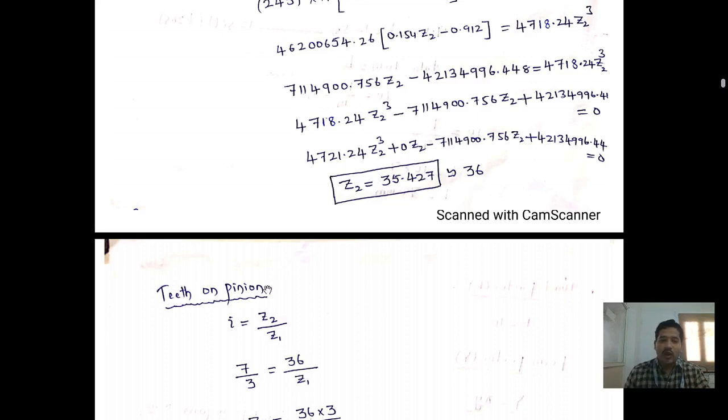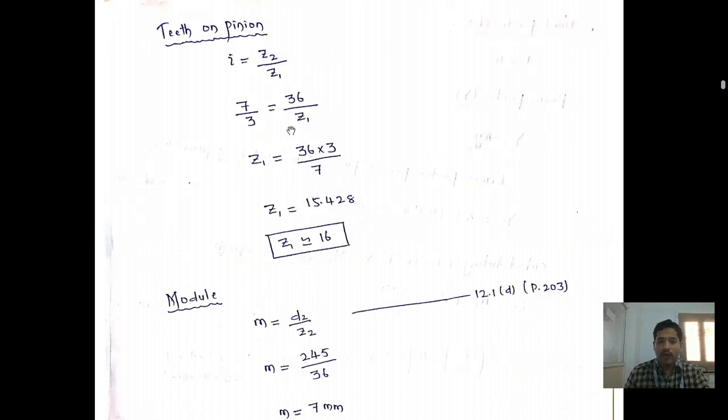After getting the value of z2, then you need to find out the teeth on the pinion. We need to find out i is equal to z2 by z1. How much is the i value we got? 7 by 3 equals z2, and the z value we got is 36, by z1. Just cross multiply: z1 is equal to 36 into 3 by 7. If you divide, then you will get the value of z1 as 15.48. It should be approximately equal to 16 only. After that, the teeth of the pinion is found out.